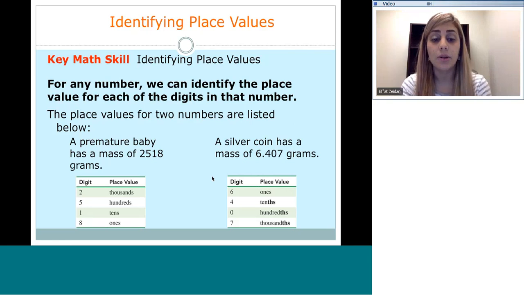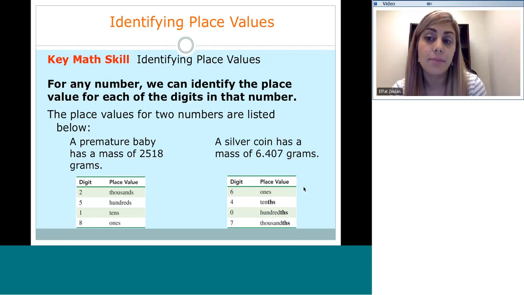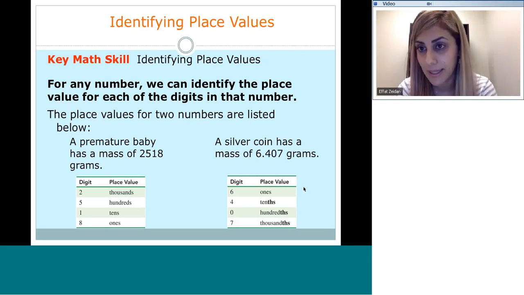We look at this number. The number 2 is in the thousands place, it's 2,000. Number 5 is in the hundreds place, 500. Number 1 is in the tens place, 10, and then 8 is in the ones place. If we look at this number, 6.407 grams, it actually is a decimal. It's not a whole number, it's a number that has a decimal. Number 6 will be in the ones place. Number 4, which is right after the decimal, will be in the tenths place. Number 0 will be in the hundredths place, and then number 7 is in the thousandths place.